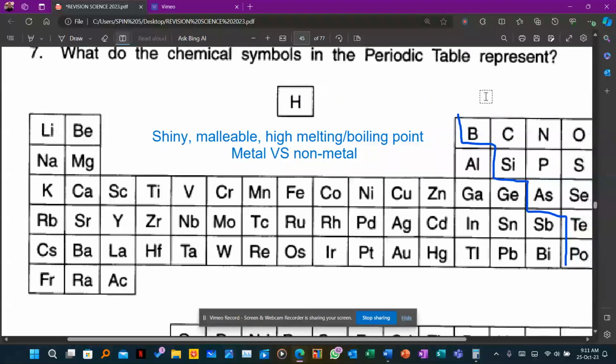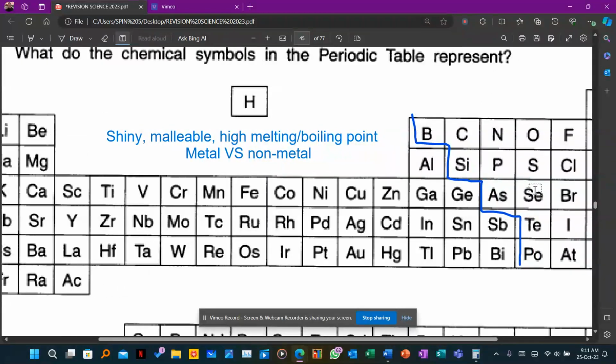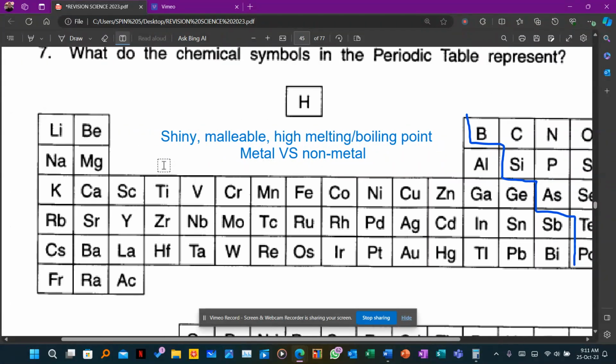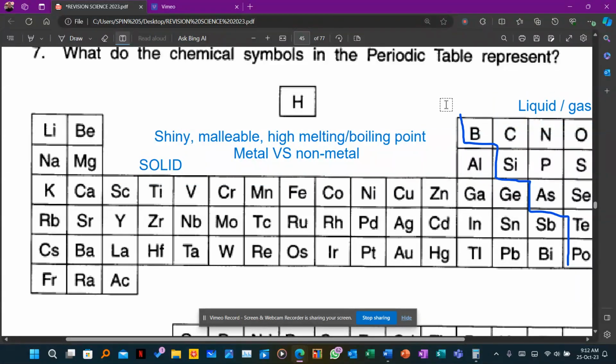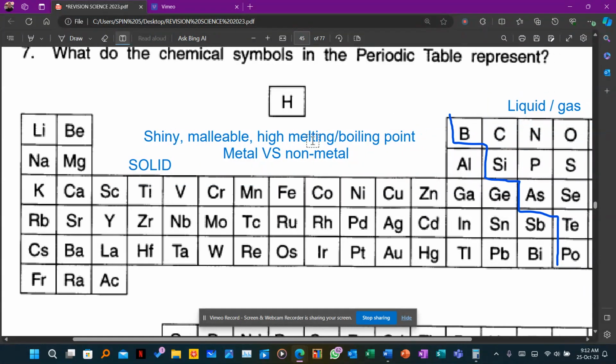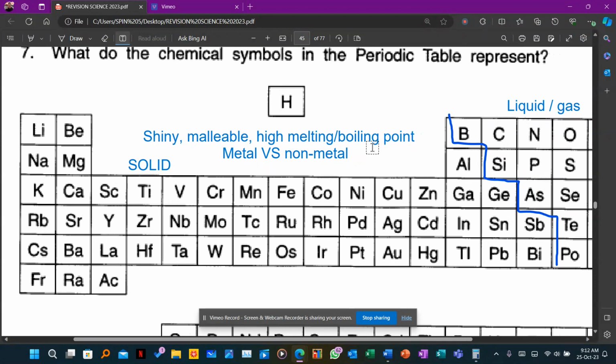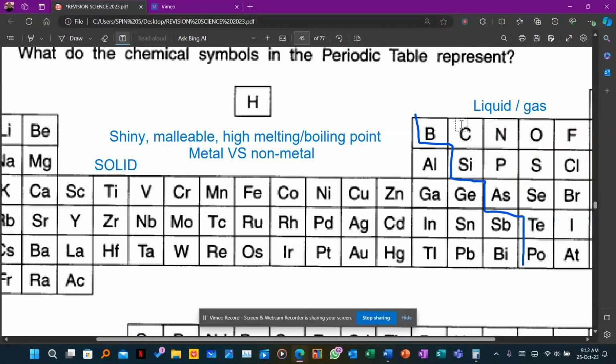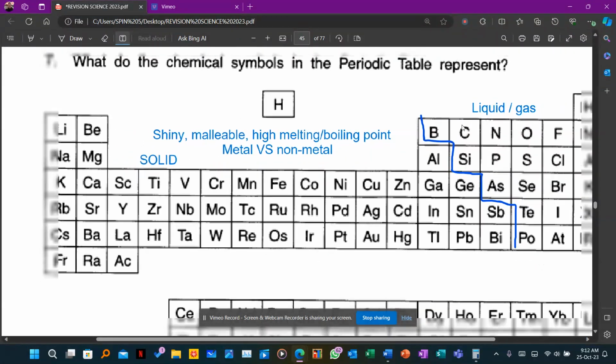While non-metals, you can easily see them in the form of gases or liquids. Metals are mostly solid. Non-metals are mostly in the form of liquid or gas, and they are not shiny, they are not malleable, and they do not have high melting and boiling points, which means that you can easily transform them from liquid to gas at any time.